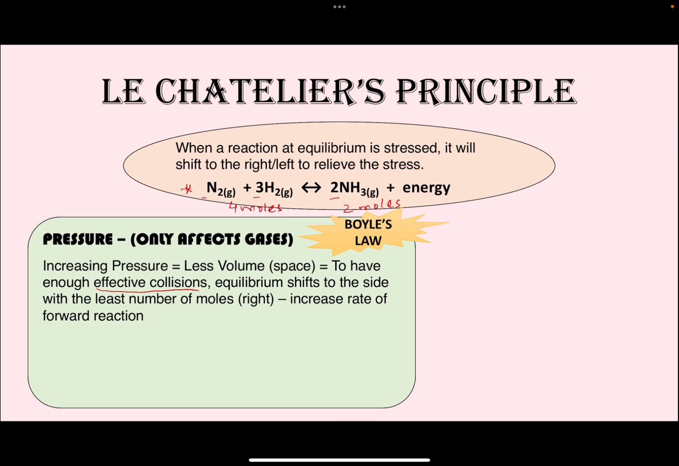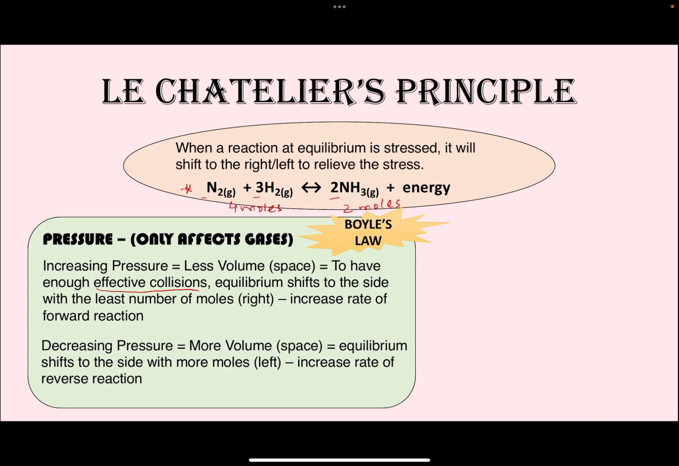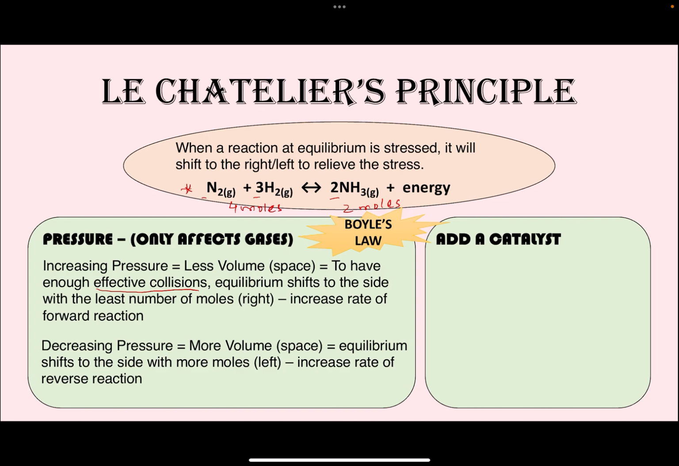Comparatively, when we decrease the pressure, now we are going to have more space. So that means we can have more particles. Because if we have fewer particles, then they might not have enough collisions. So we want more particles so that they are still constantly colliding and we have more chances of effective collisions. So now the reaction is going to shift towards the side with more moles. So we are increasing the rate of the reverse reaction in this case.